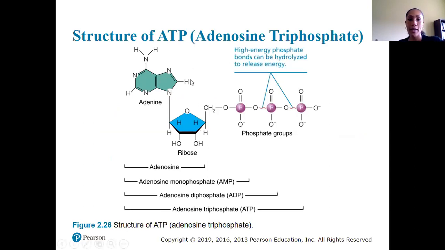So when we look at the structure of ATP, we have adenine, we've got the sugar ribose, and then we have these three phosphates. So adenosine triphosphate. When we break apart this phosphate group from the rest of this molecule, we release a ton of energy, and that energy can be used to drive other chemical reactions in a cell. If we look at adenosine on its own, it's composed of adenine and ribose. Adenosine monophosphate has adenosine, ribose, and one phosphate group. Then adenosine diphosphate has two phosphate groups, and adenosine triphosphate has all three phosphates.